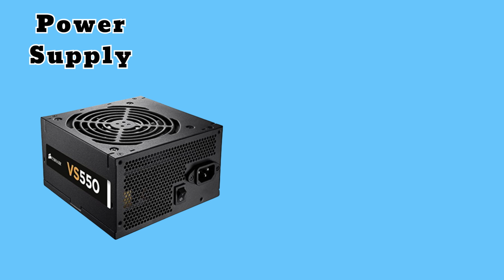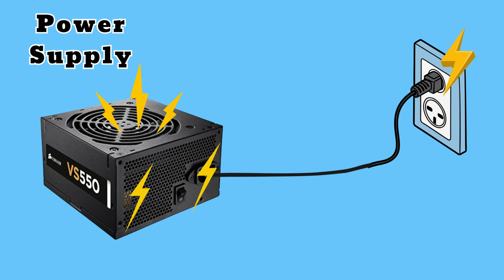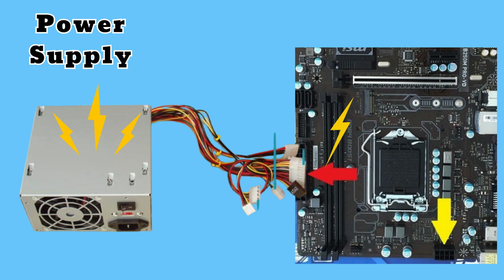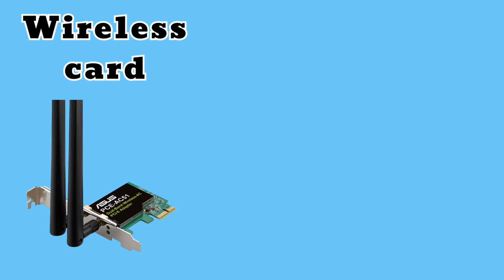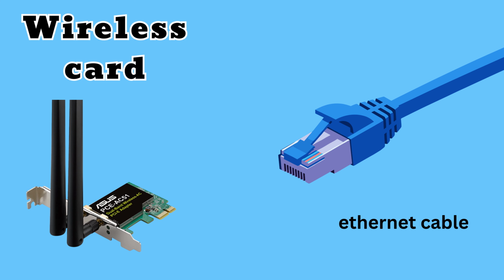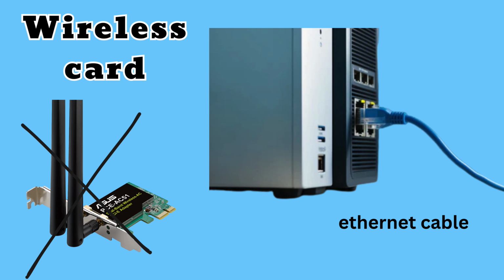Power supply. The power supply unit is a rectangular box that provides electricity to all computer components. It takes power from the wall socket and converts it into a form that the computer parts can safely use. Without it, nothing would turn on. Wireless card. The wireless card is a small component that allows the computer to connect to Wi-Fi networks. With this card, the computer can access the internet without using a physical cable. If a computer does not have a wireless card, it must rely on a wired Ethernet connection to go online.